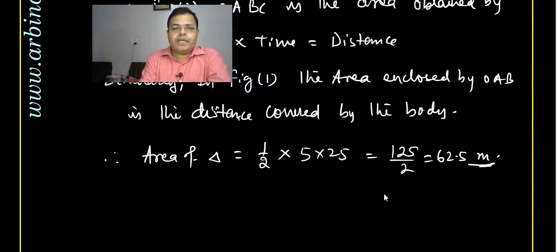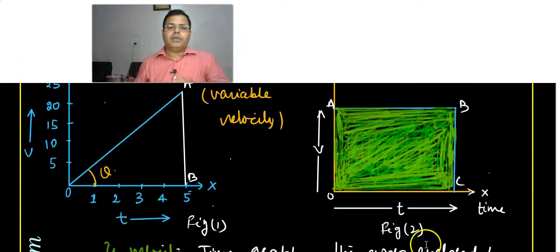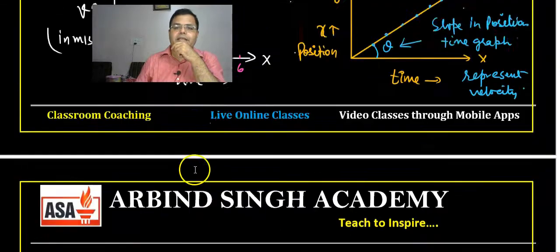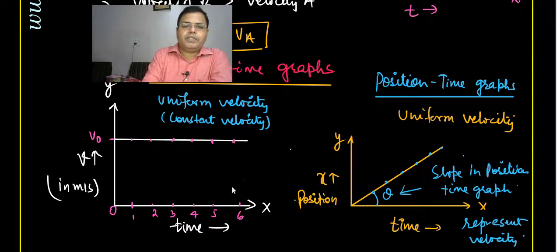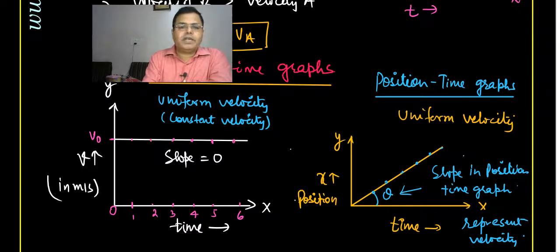Whenever there is a velocity-time graph, remember this point, that in a velocity-time graph the distance is equal to the area enclosed by the curve. I hope you are getting the point. And when velocity is variable, that is called accelerated motion. And the slope in a velocity-time graph will represent acceleration. Here the slope is 0. In a uniform velocity-time graph, the slope is 0. Here the slope is positive.